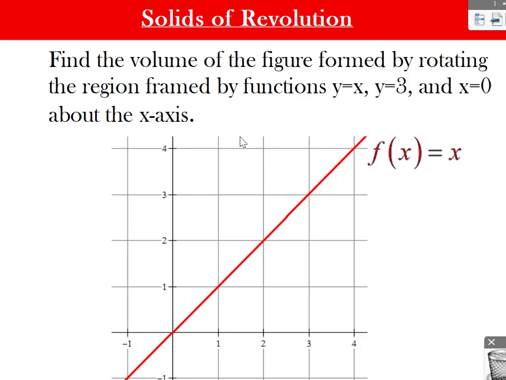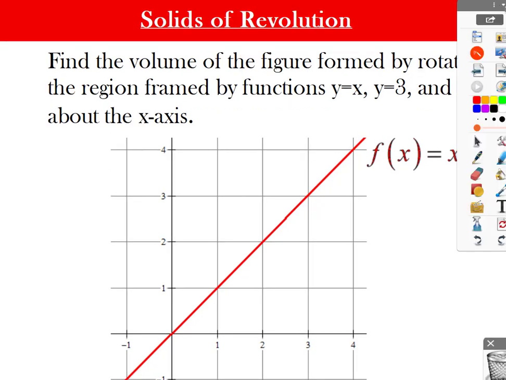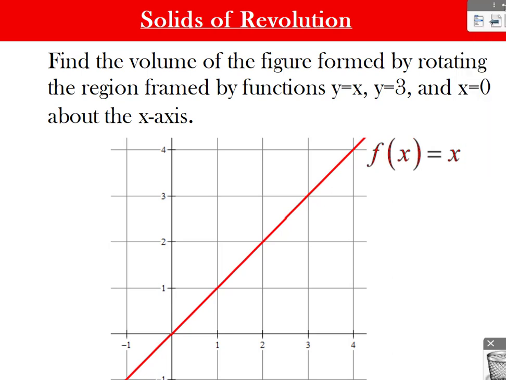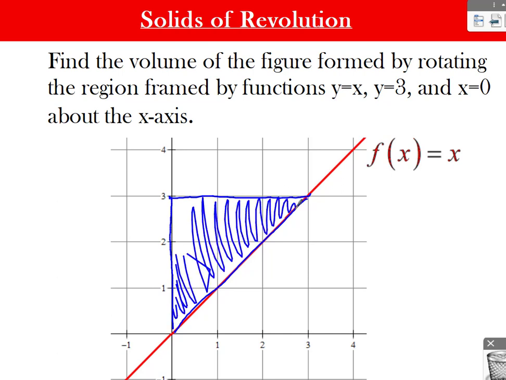Okay, so today we're finding the volume of the figure formed by the region bounded by y equals x, which is going to be this right here, y equals 3, which is a horizontal line right here, and x equals 0, which is going to be the y-axis. And we're going to rotate, or revolve, it around the x-axis as such.